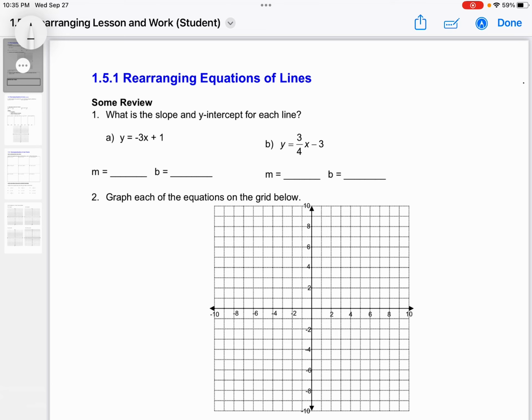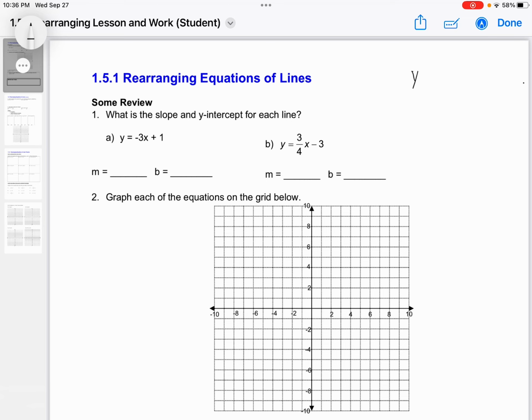So some review. What is the slope and y-intercept for each line? So there's two different lines there, and we really need to get to the point. And if you're not quite there yet, if you still have to look at that first line and go, which one's the slope, which one's the y-intercept, that's okay, but we're going to have to make some progress very, very soon. And here's the progress I suggest.